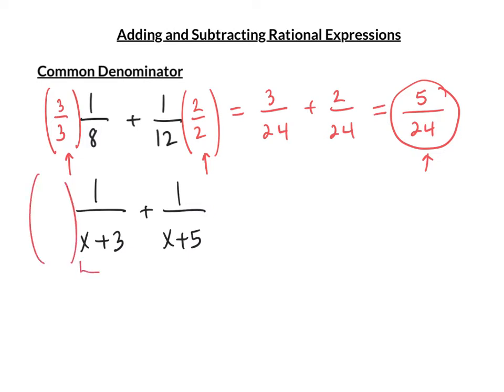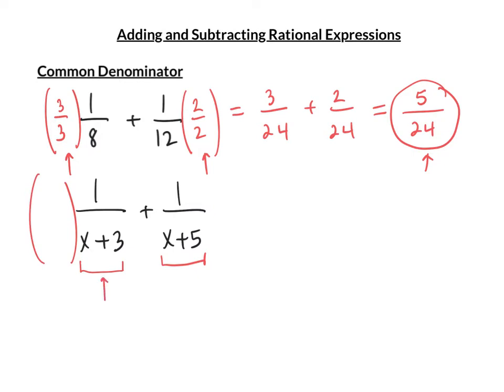If x plus 3 is in your denominator, then x plus 3 is part of your common denominator. You can't turn x plus 3 into x plus 5. There's no way to do that. If x plus 5 is part of your denominator, then x plus 5 will be part of your common denominator. So again, what's the least you can do and make those denominators the same?